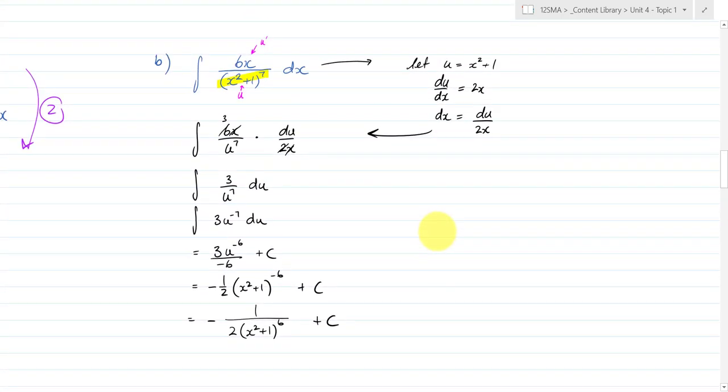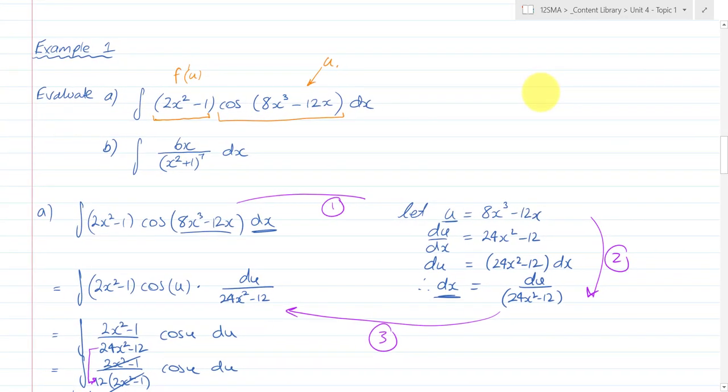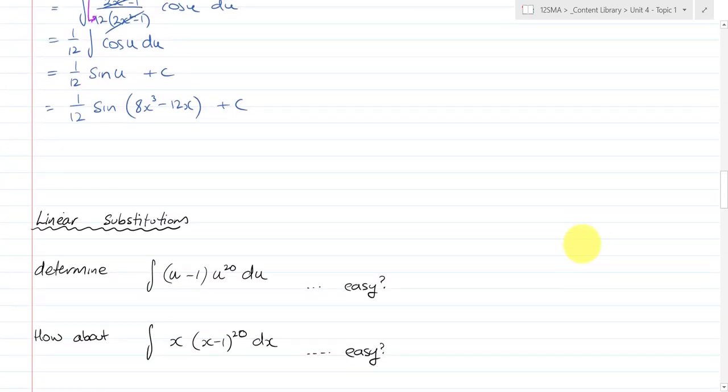So there's our integrals for part A and part B, both using substitution, both slightly trickier, but I wanted you to see a couple of hard examples. And that's example 1. All the best.